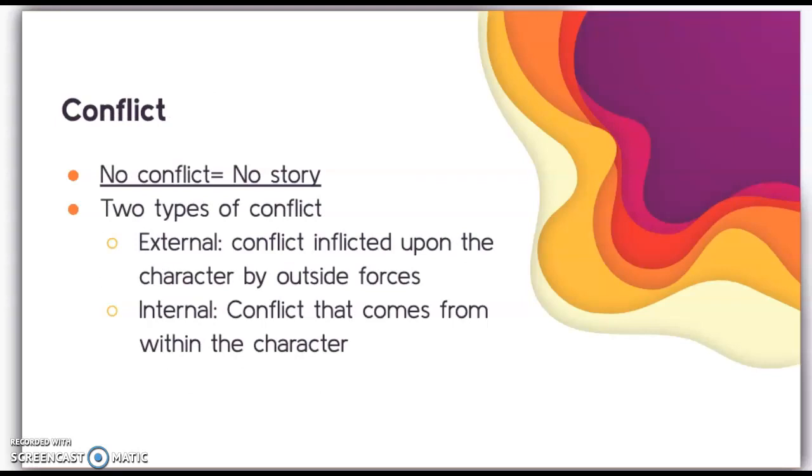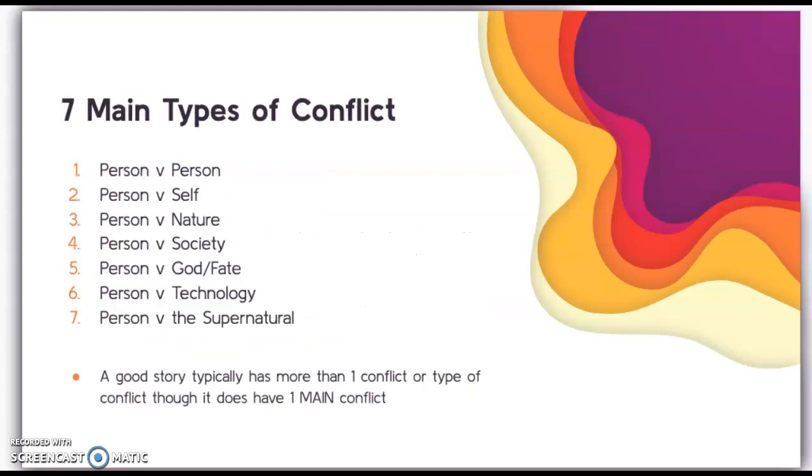Conflict. Without conflict, you don't have a story. There are two types of conflict. External is conflict inflicted upon the character by outside forces, and internal is conflict that comes from within the character. External conflict: oh my god, there's a hurricane, what am I going to do? Internal conflict: to be or not to be, that is the question. Should I kill myself, basically? Now, there are 7 types of main conflict: person versus person, self, nature, society, God/fate, technology, and supernatural. There's more than that, but those are the big ones.